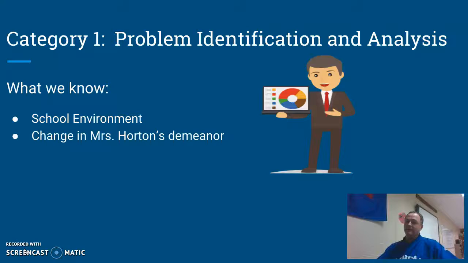We also know that there is a change in Mrs. Horton's demeanor. Mrs. Horton has been a good teacher in the past. In fact, she was teacher of the year at one point. So we know that she has the skills in order to do well. However, there's been a big change. Why has that change happened?